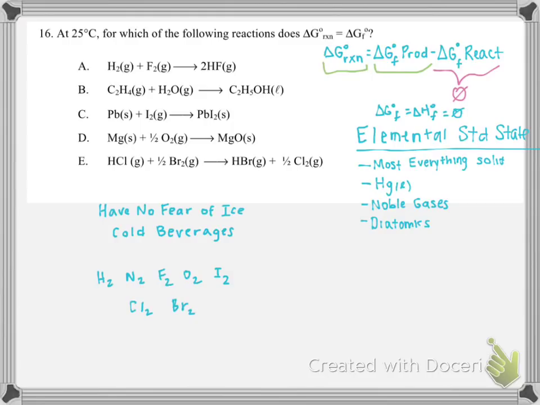Okay, and this can also help us remember the phases. Because if you think about ice, ice is a solid. Do you know what that means? I2 is a solid. And beverages, those are liquids. So Br2 is a liquid. And then the rest of these are gases.